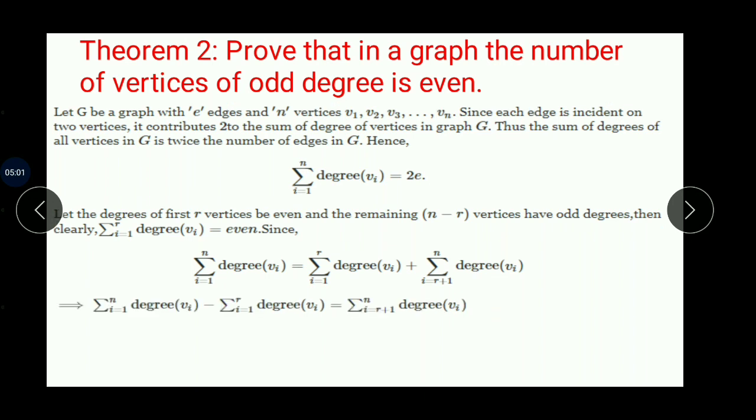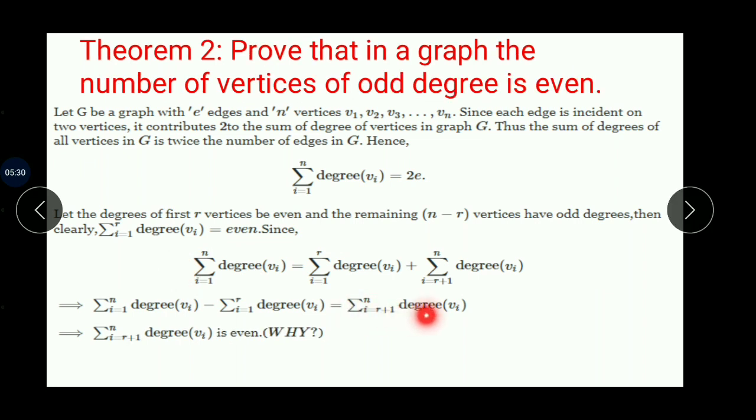Now I have taken this term to the other side. Here this term is even. Why? From here you can see this is 2 times E, so this is even. This term is also even, because I have just explained that the sum of even numbers is even. So even minus even gives an even number. So this gives me that the summation of degree of Vi running from r plus 1 to n will also be even.